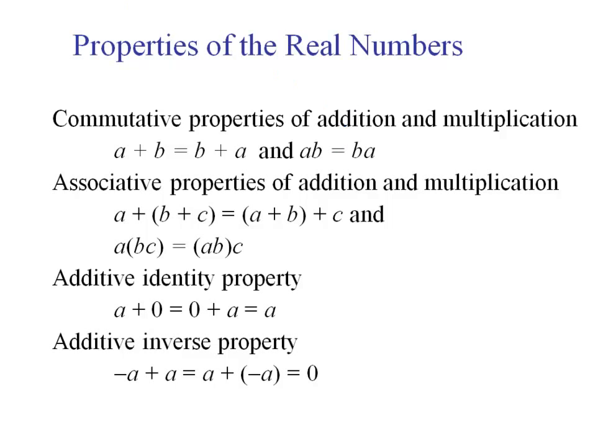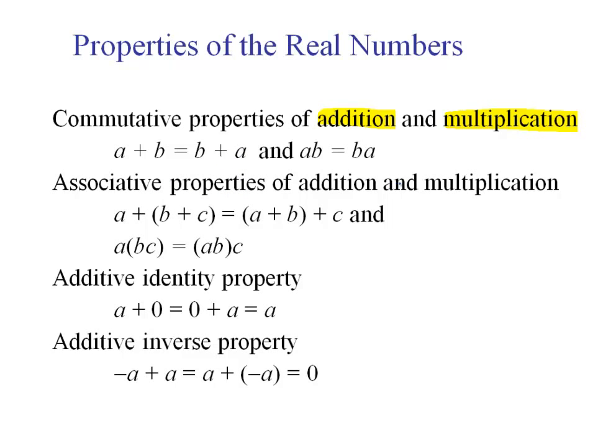Oftentimes, by the way, whenever you have a rule for addition, multiplication tends to have the same rule. And then a lot of times subtraction and division don't work, right? So they kind of go together both as not working. 3 times 2 is 6, 2 times 3 is 6, right? 3 plus 2 is 5, 2 plus 3 is also 5.